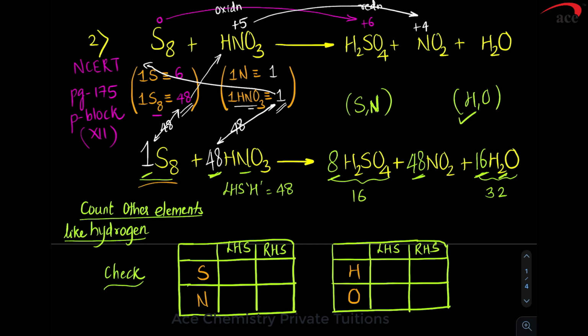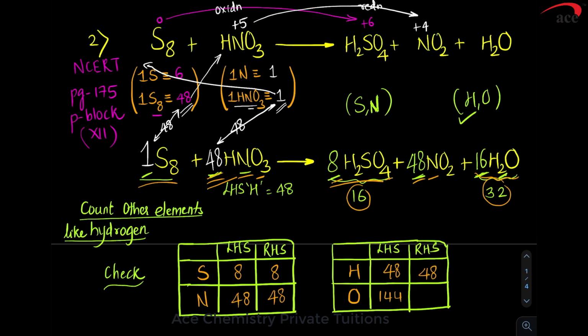Sulfur present on this side is 8, sulfur present on this side is 8. Nitrogen present on this side is 48, nitrogen present on this side is 48. Hydrogen present on this side is 48; hydrogen present here is 16, hydrogen present here is 32, so 48. Oxygen present here is 48 multiplied by 3, that is quite a large number. What is 48 multiplied by 3? Yes, it is 144. So, 144 here.